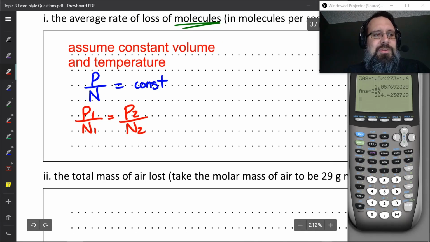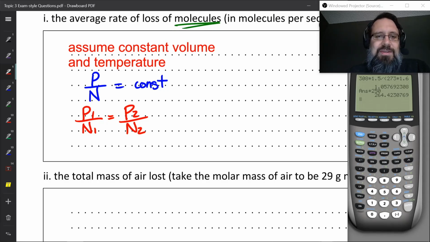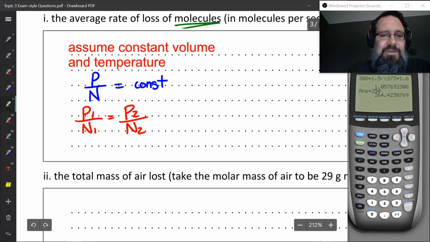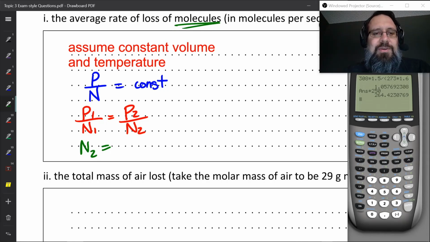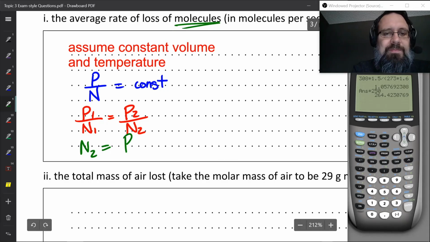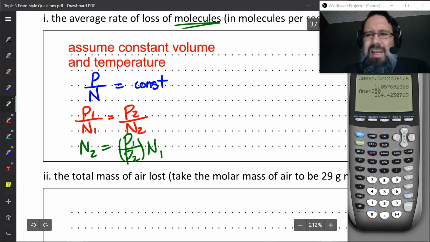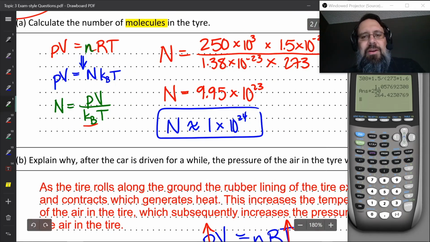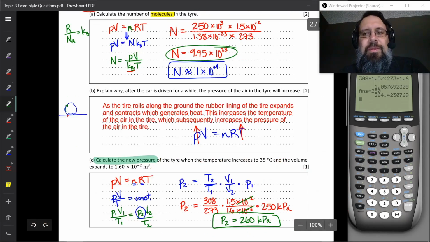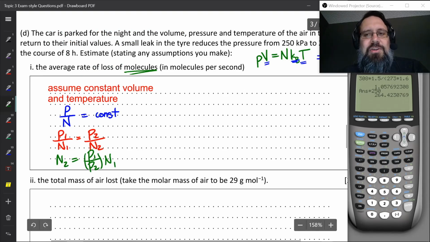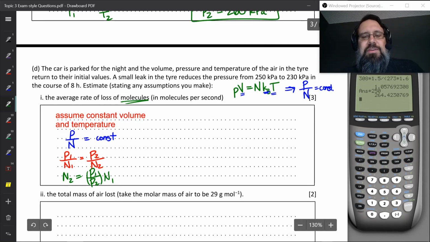And so now we want to figure out what N2 is. So from this, we can deduce N2, the number of particles that are going to be left after the leak. N2 is going to be P1 over P2 times N1. What is N1? Well, we know what N1 is because we found it up here. It's 9.95 times 10 to the 23rd. So we just need to take the ratio of these pressures, times the original particles, and that'll give us the number of particles that are left.